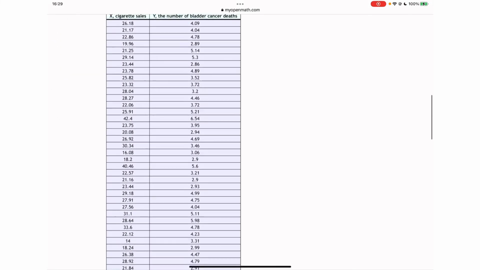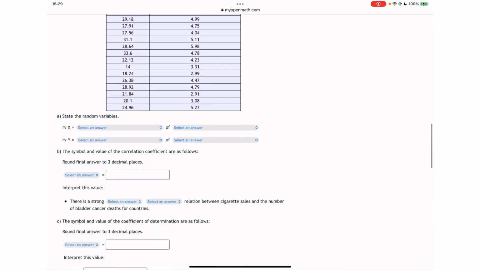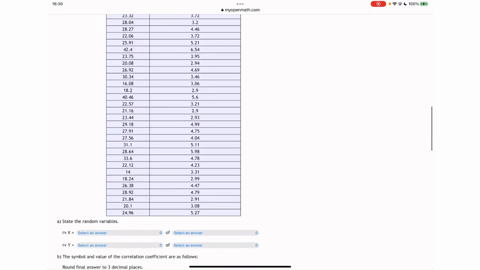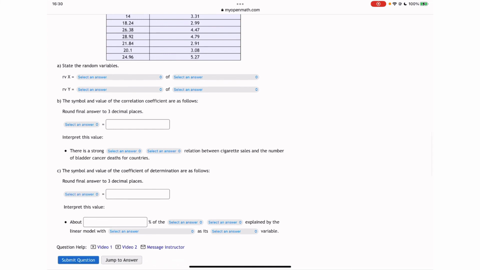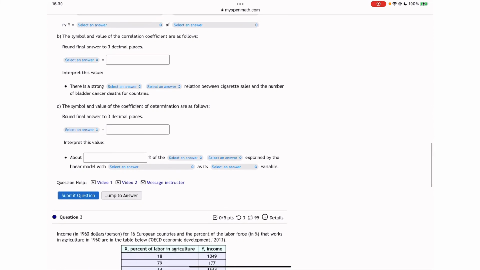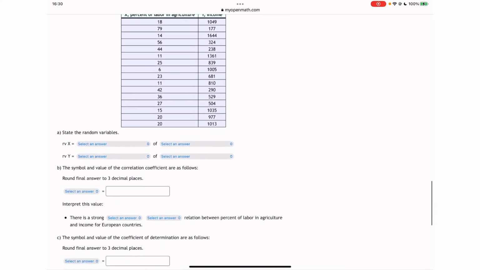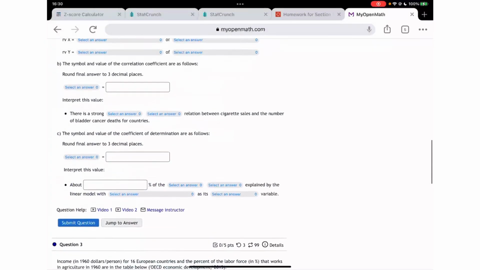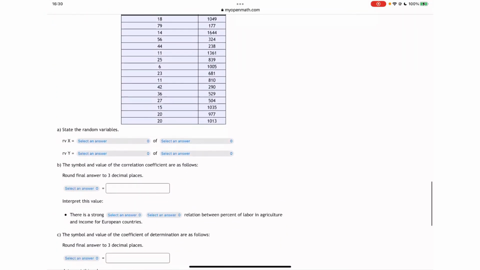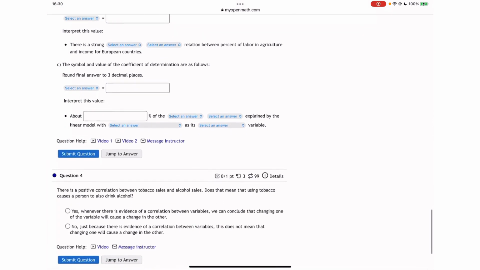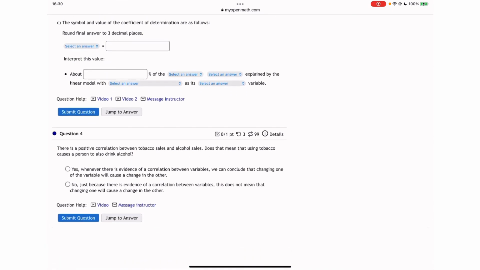Okay, the second question is precisely the same, I see. Let's look at the question, x, y, okay, this is the same. We need to calculate r, and then the coefficient of determination is precisely the same, so you can do it. Question number 3 is also the same. Let me look at the table, yeah, it's also the same. So based on the example of problem number 1, you can do it. But number 4 is different.